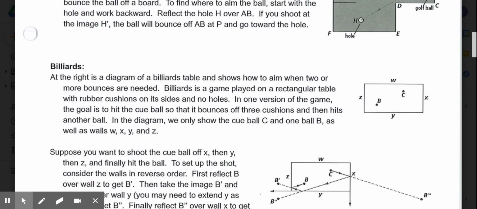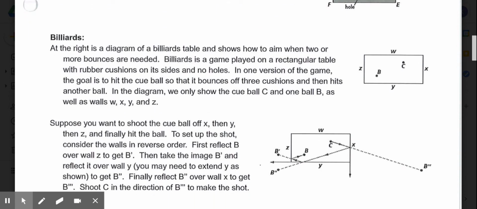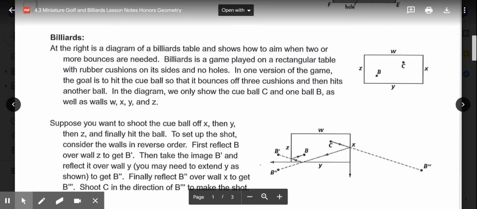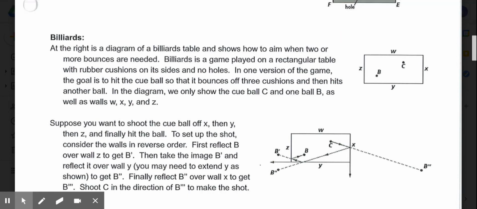This is a similar concept in billiards or pool. At the right is a diagram of a billiards table showing where to aim when two or more bounces are needed. Billiards is a game played on a rectangular table with rubber cushions or leather cushions on the sides, and in this case it says no holes, but you have your pockets. In one version of the game, the goal is to hit the cue ball so that it bounces off 3 cushions and then hits another ball. That's one version that we can play of billiards, so slightly different than standard pool in that case.